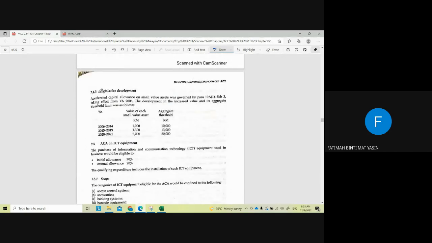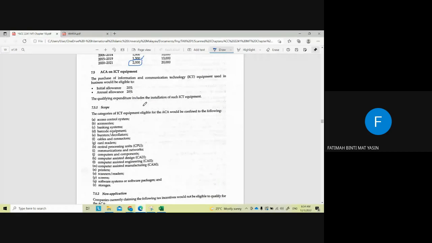Okay, so 7.4.3 is what happened before this. This one is how you determine the value of a small value asset. You can read this one as your knowledge, because this threshold, this value, which is 2000, is starting from 2020 until 2021. Before this, the value for the small value asset is 1,300. So if the company acquires an asset with a value of more than 1,300, it is not considered a small value asset. But now it is increased to 2,000 ringgit.